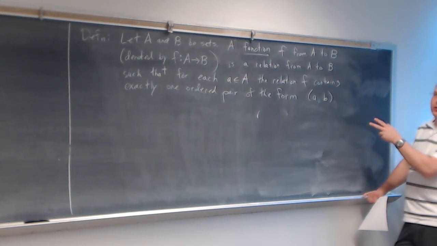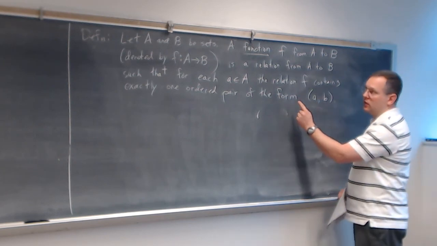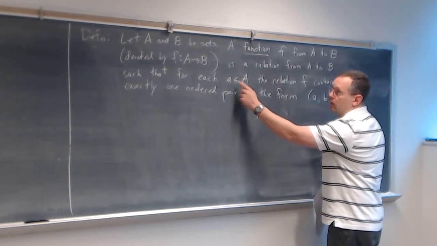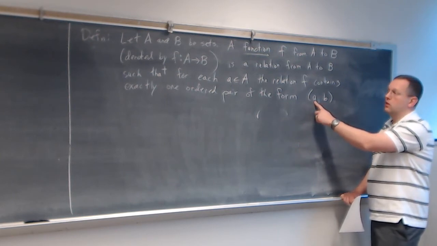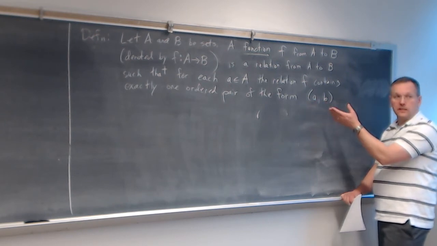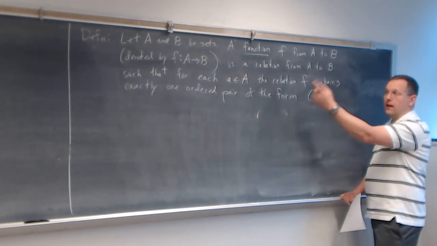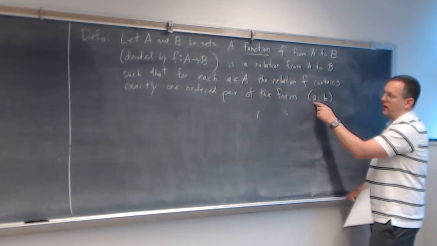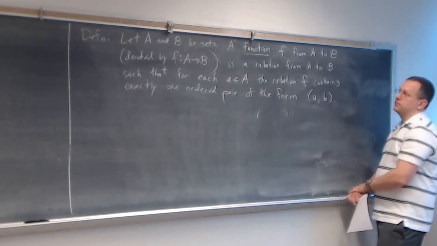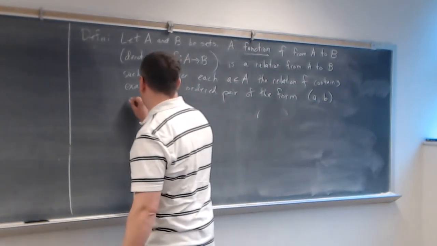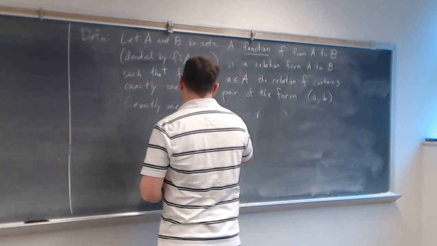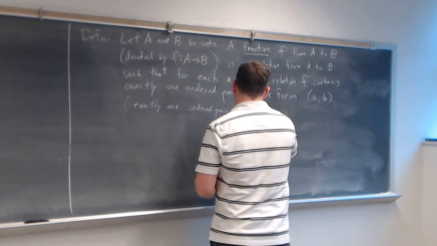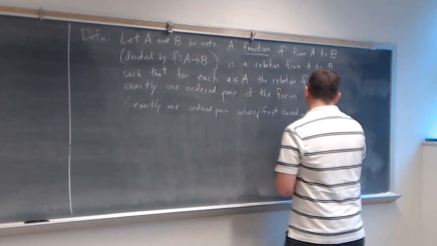Any subset of A cross B is a relation from A to B. But if you have this extra condition that for every little a in capital A, there's exactly one point where the first coordinate is little a. There can be exactly one. That doesn't mean fewer than one or at least one. It means exactly one. Given any element of capital A, I can find a point a, comma something else. So in other words, exactly one ordered pair whose first coordinate is a.